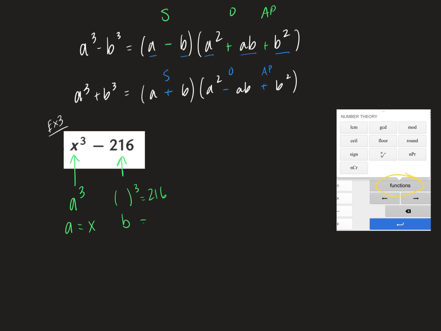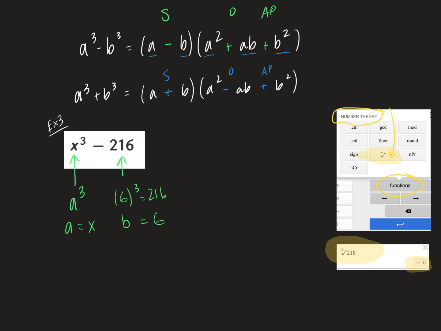And then I'm looking under number theory, and I want this one that says nth root. So this one right here, nth root. Then I put that in the calculator. I see that for the cube root, I have to put the little 3 there. That's not already there. I have to pick what root. It's going to be the third root, the cube root. And the cube root of 216 is 6. So what that tells me is that b has to be 6. So 6 cubed gives me 216.